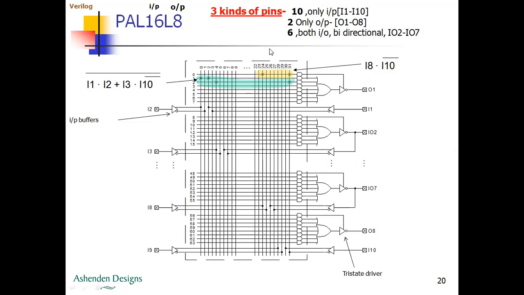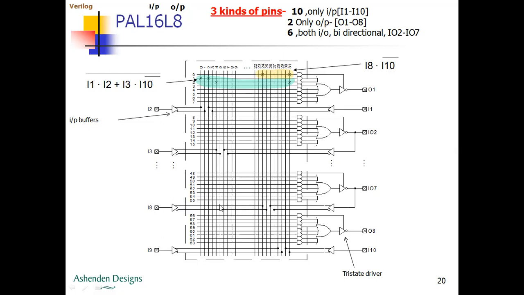So the first horizontal line, that is line 0, you can see the connection of fuses at number 24 and at number 31. So this line will be implementing I8 dot I10 bar. Why I8? Because this line 24 is connected to the input buffer I8. Yeah, this point it is.